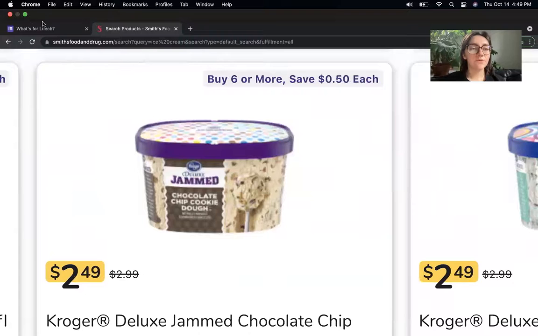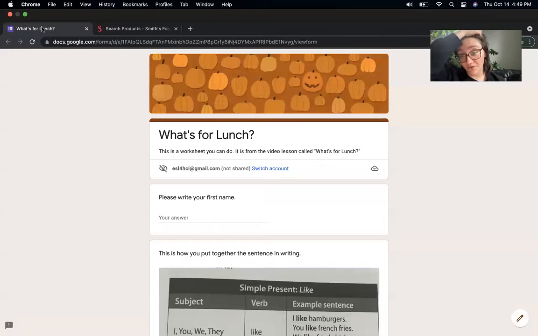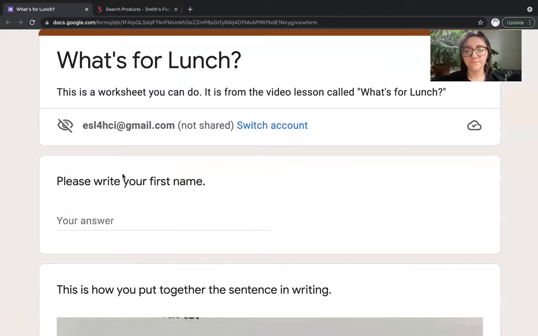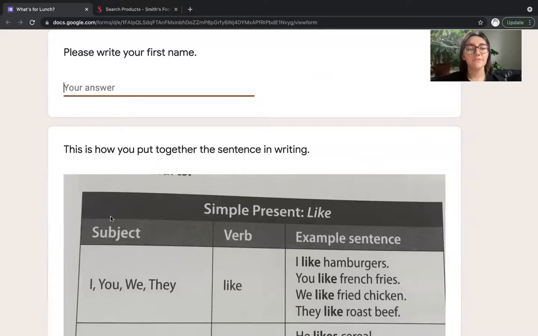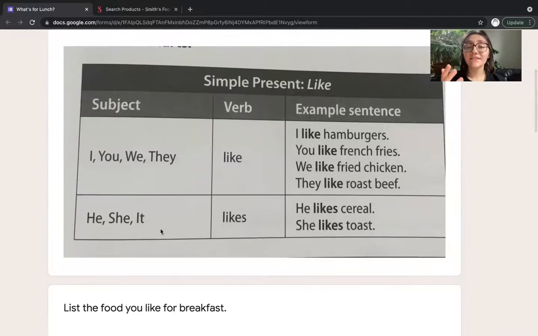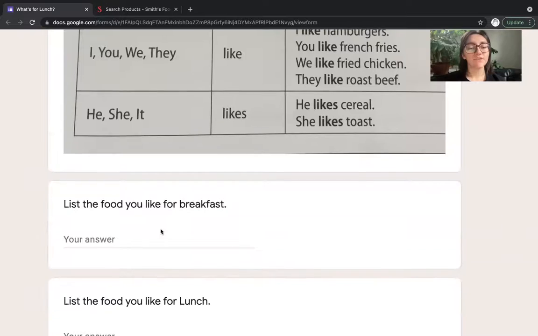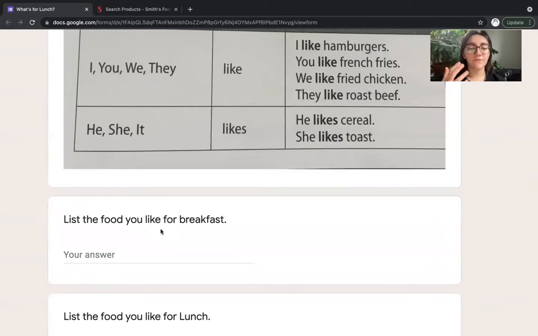Okay, so next thing we're going to go over is the worksheet from yesterday. So I'm going to zoom in. Basically, I wanted you to write your name so I knew who you were when you were doing the worksheet. So I added this for you to help remind you how we put together the sentences and how I wanted you to do it in the questions. So it said, list the food you like for breakfast.